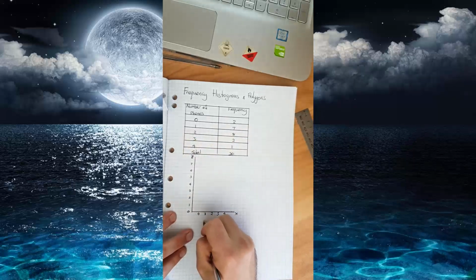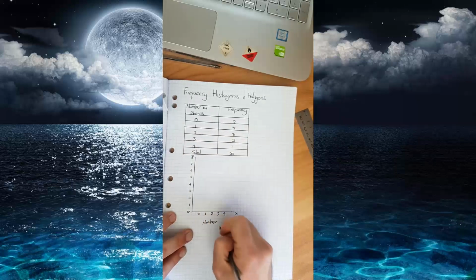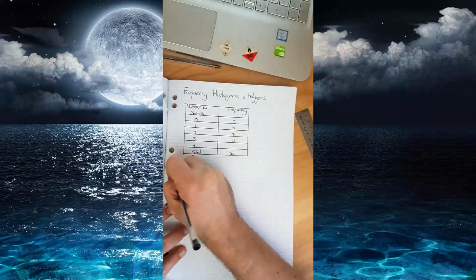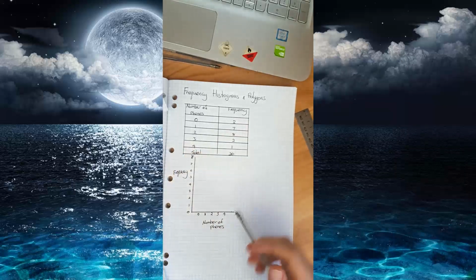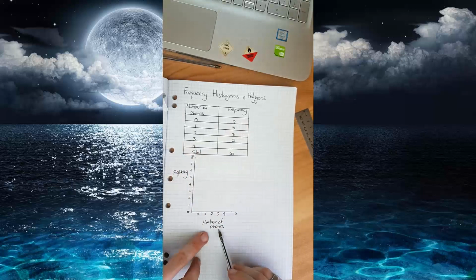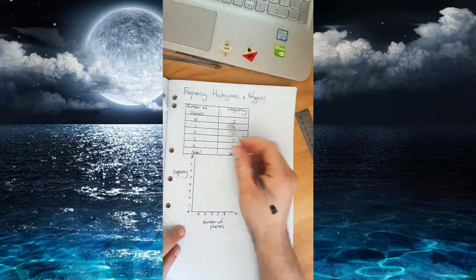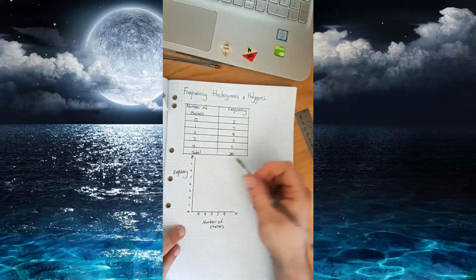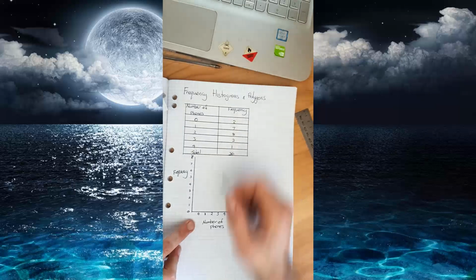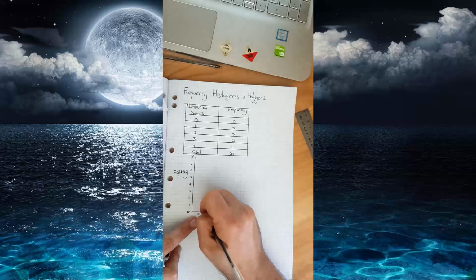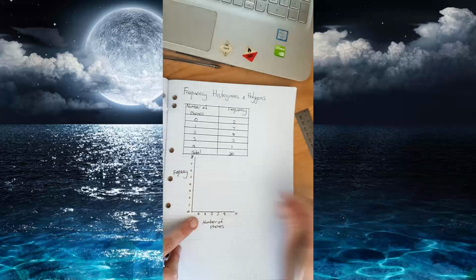Okay, now just quickly, I'm going to label my axes. Very important, so that someone reading your graph will know what each of the axes is representing. Okay, so I've got frequency, I've got number of phones. So now we can start turning this data into the graph. So I'm going to start at 0, and it's going to go up to 2.